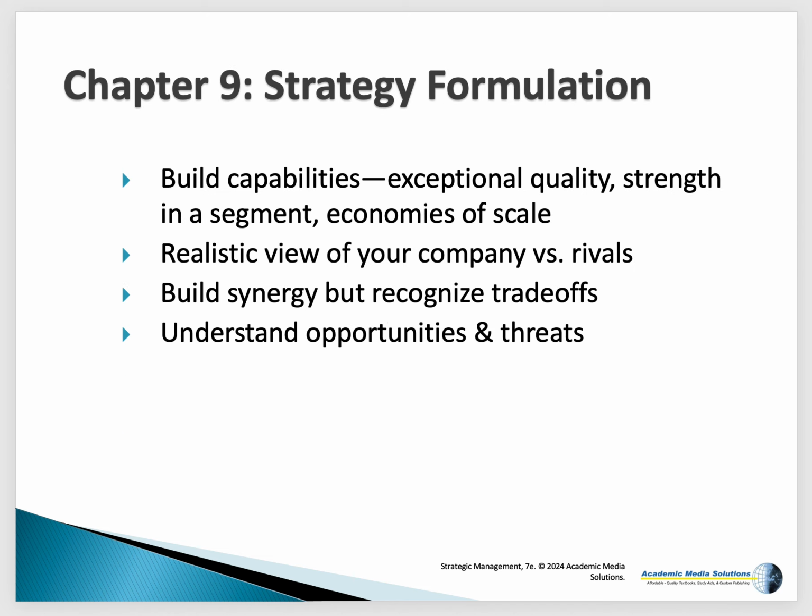Chapter 9 is about strategy formulation. Well, in Capstone, you should spend some time thinking about the capabilities you want to build. Do you want to be known for quality? How do you build that? What decisions do you make? How can you become the high quality producer if that's the capability you want to emphasize? What if you want to build a capability where you are the best known or known to have the best products and meet the customer demands in a particular segment? Or what if you want to build economies of scale? What kinds of capabilities do you want to build?